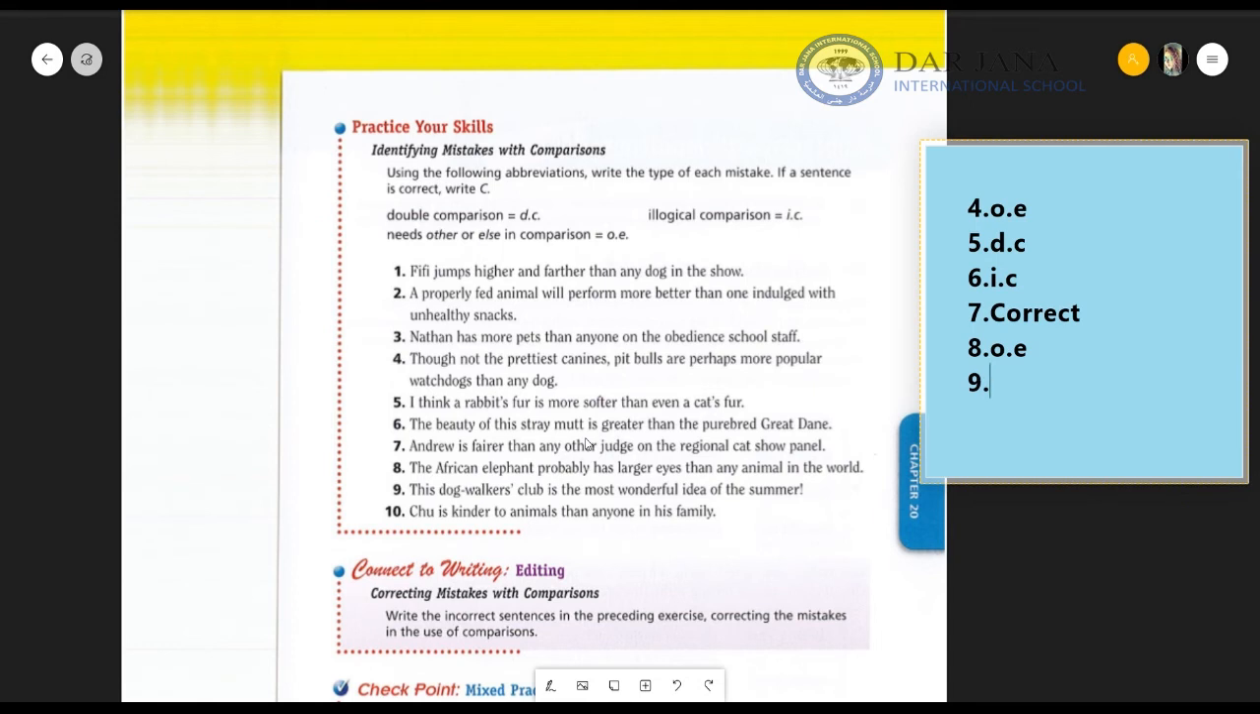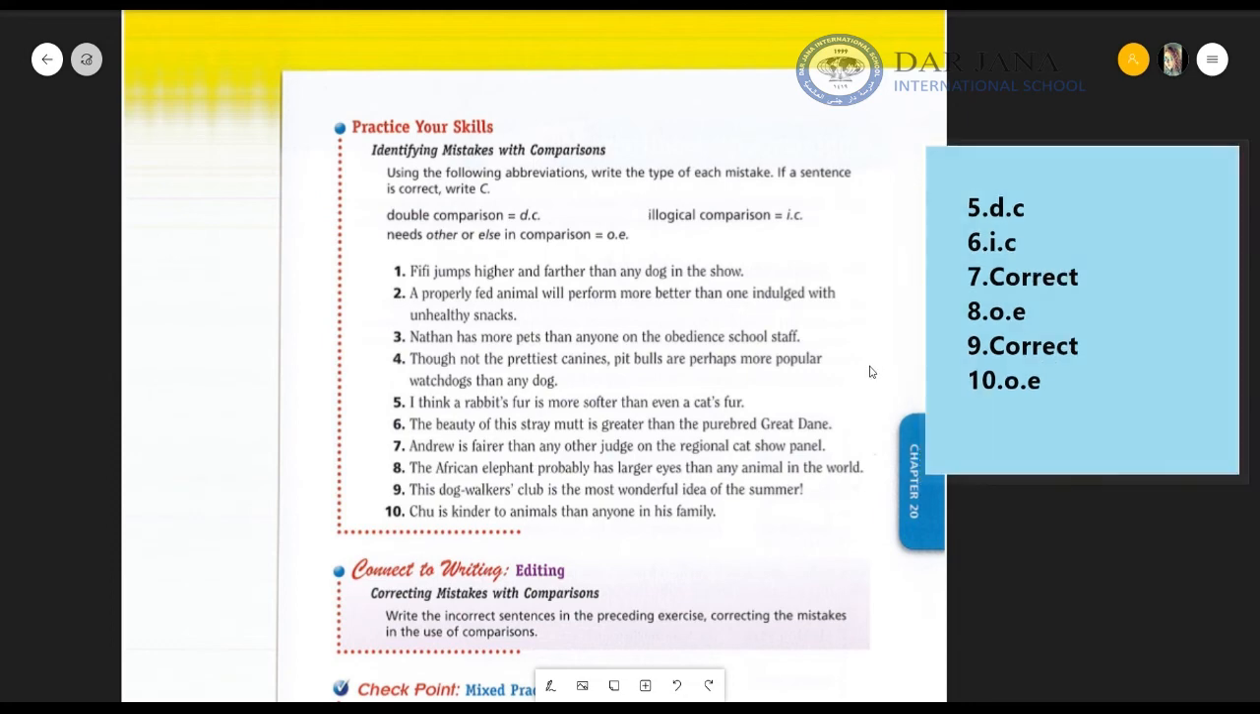Number 9, this dog walkers club is the most wonderful idea of the summer. So, most wonderful, completely correct. So this sentence is also correct. Number 10, Chu is kinder to animals than anyone in his family. It's like saying Chu is kinder than himself, which is completely wrong. So I'm going to be needing either other or else. This is the first practice.